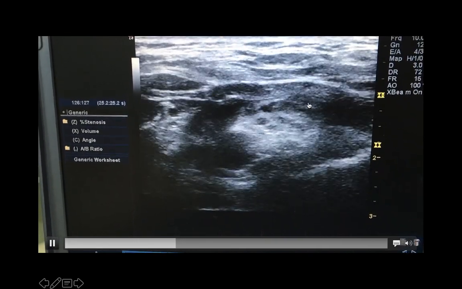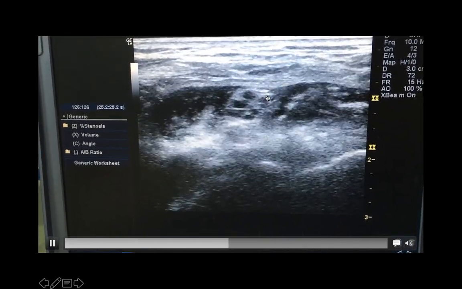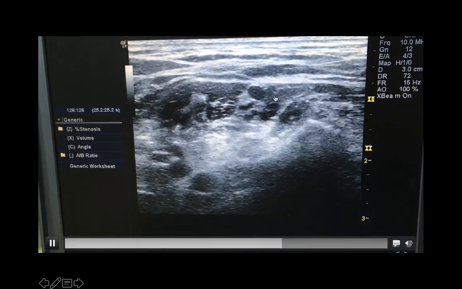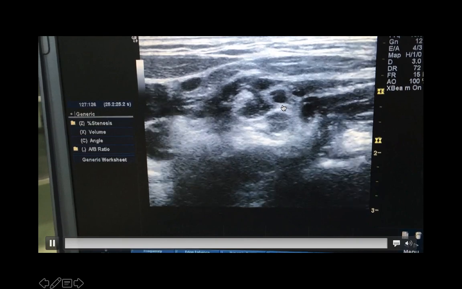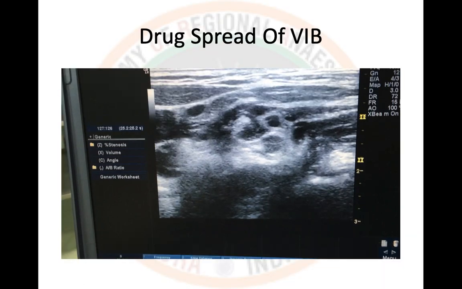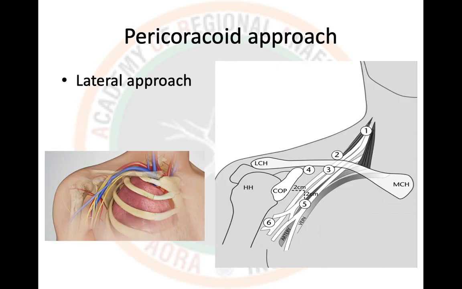I scanned further upward. These are the scalene muscles, this is the interscalene area, and still you can find some drug there. So there are 25% chances of phrenic nerve palsy with VIB if you inject a higher volume. So this is how the drug spreads proximally in the plexus, and sometimes it causes phrenic nerve palsy. The second approach is the pericoracoid approach.